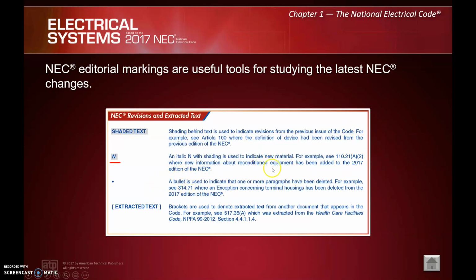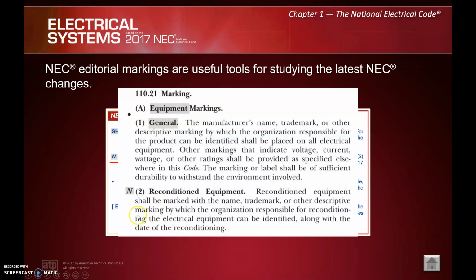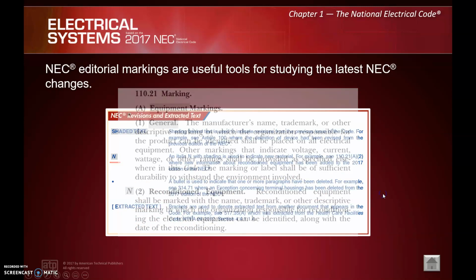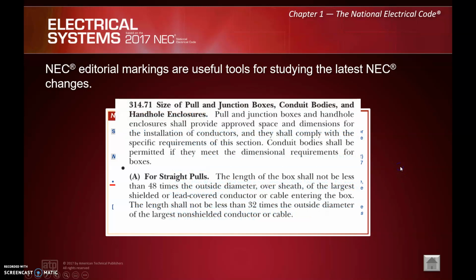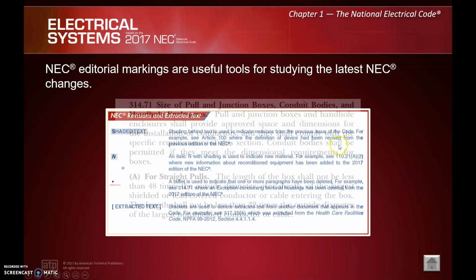So the N is going to be new material that previously did not exist. So for example, you see this N down here, that's indicating this section is new to this edition. A bullet point is used to indicate that one or more paragraphs have been deleted. So we can come here and actually there's nothing here, but there used to be in this line. So they've taken something out in that case, right?